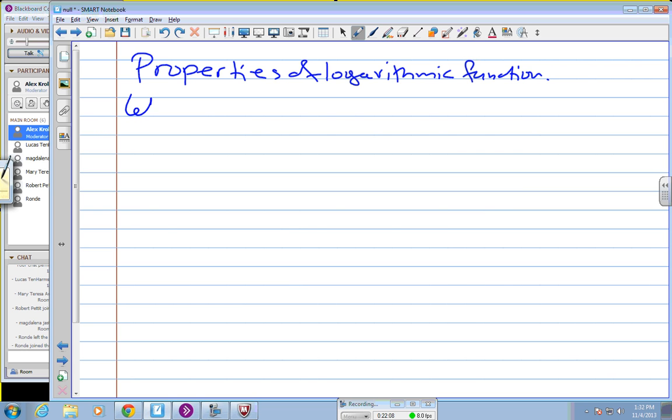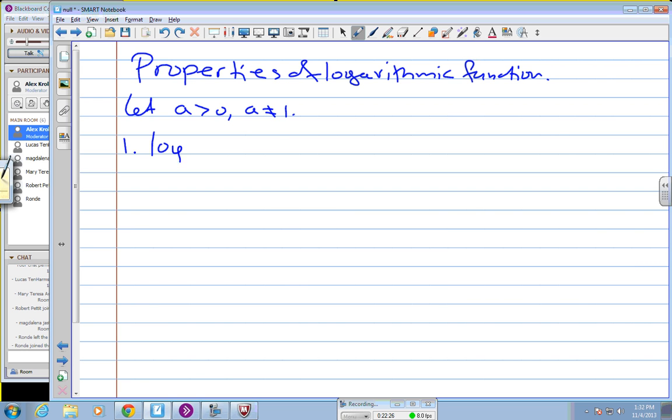So again, let a be positive, not equal to 1. The properties of the base stay the same between exponential and logarithmic functions. Base has to be strictly positive. Base cannot equal 1. Then we have 4 properties.